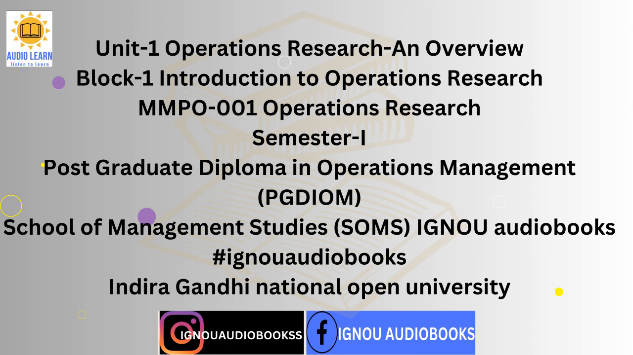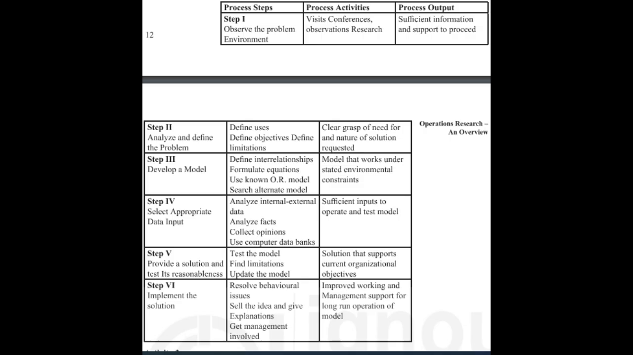There are 6 important steps in our study, but it is not necessary that in all the studies each and every step is invariably present. These steps are arranged in the following logical order. Step 1. Observe the problem environment. Step 1 in the process of OR study is observing the problem environment.